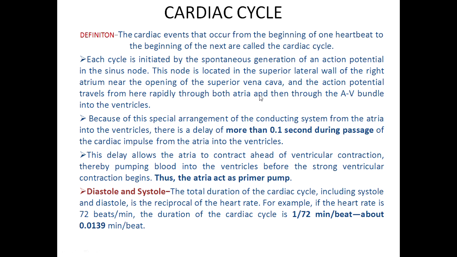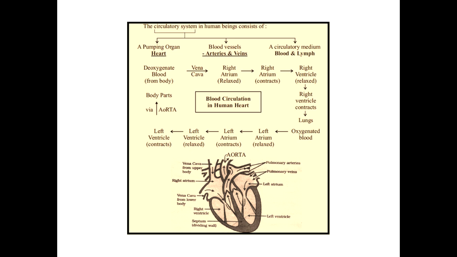Hi friends, today we are going to discuss one of the most important topics in cardiology, the cardiac cycle. Before we start, I just want to recollect our basic information about blood circulation in our body. We know the heart consists of four chambers. The upper two chambers are called atria or auricles, and the lower two chambers are called ventricles.